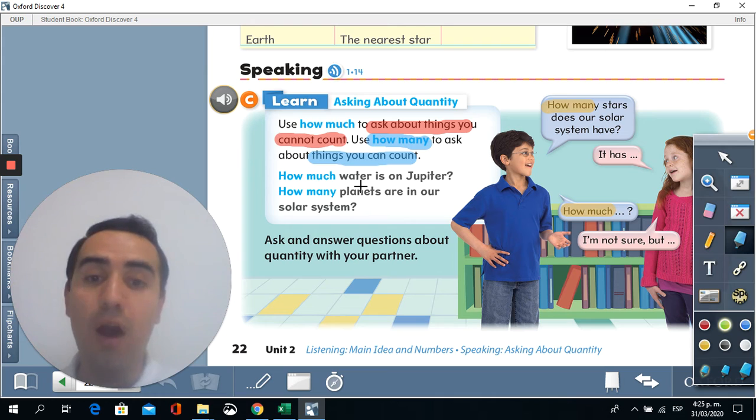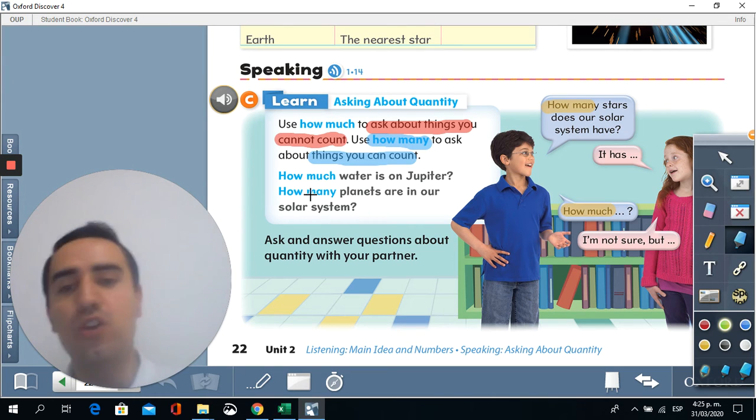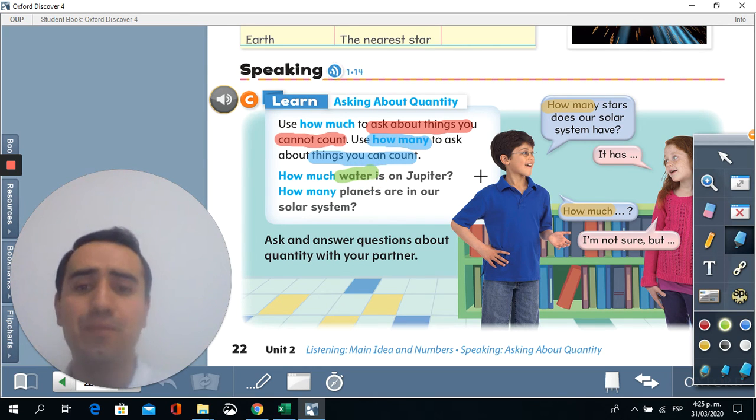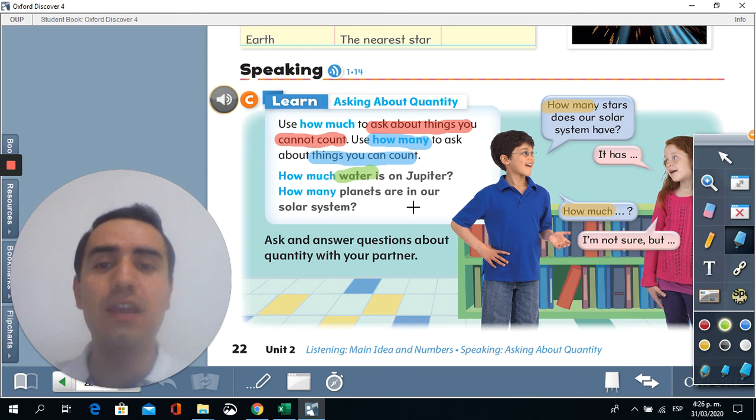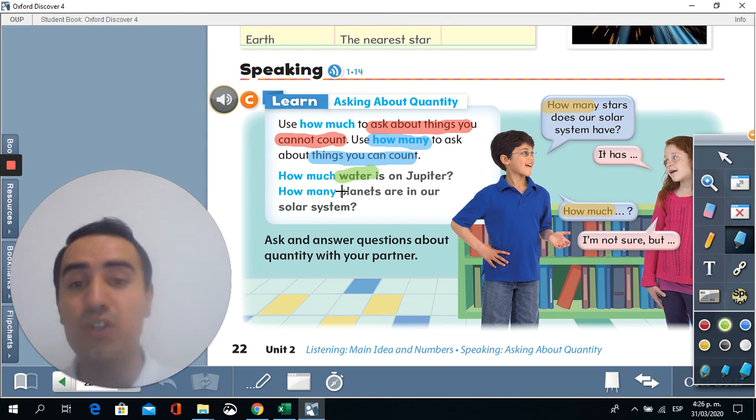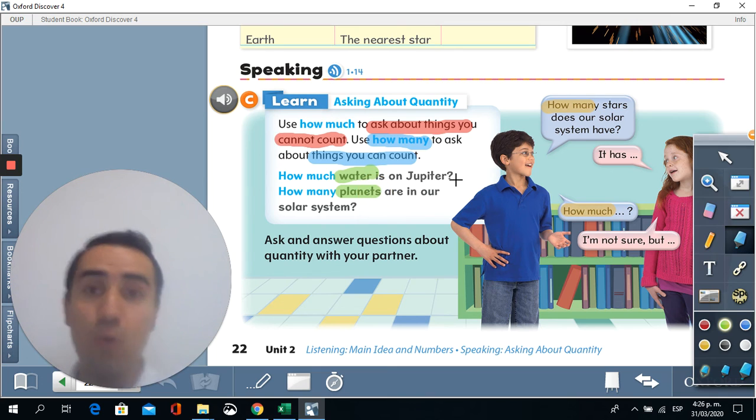How much water is on Jupiter? We're using how much. Why? Because we're talking about water, and water is not countable. And here it says, how many planets are in our solar system? So we're talking about planets, so we can know the specific number of planets. That's why we can use it in this way.